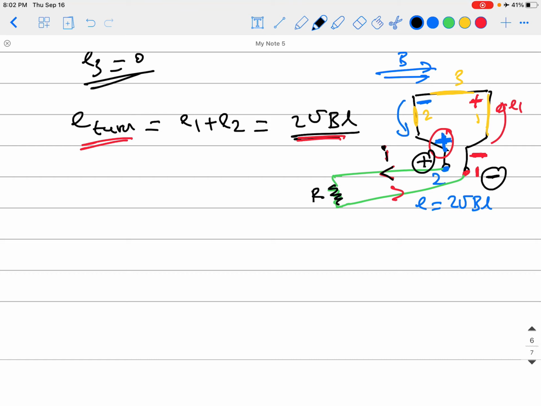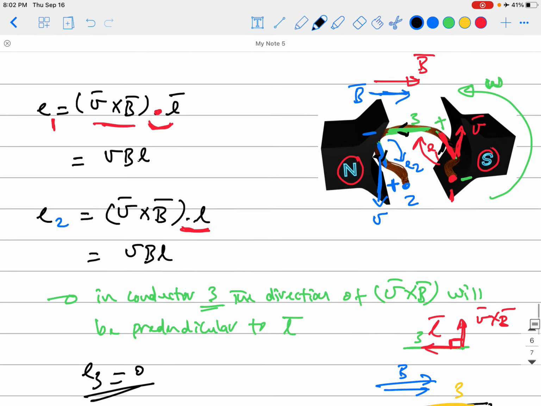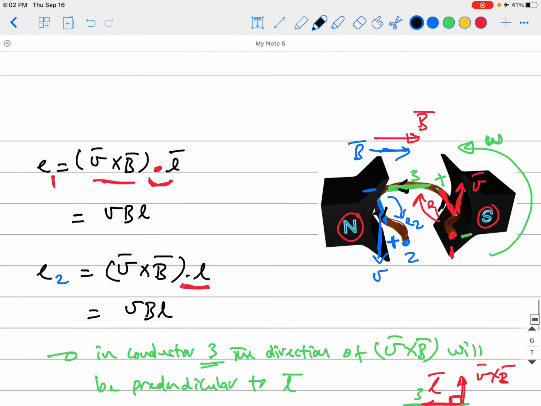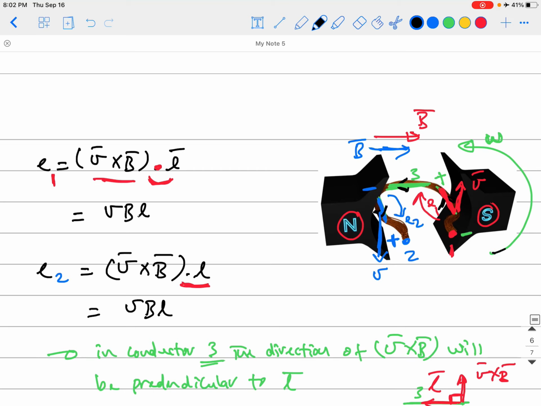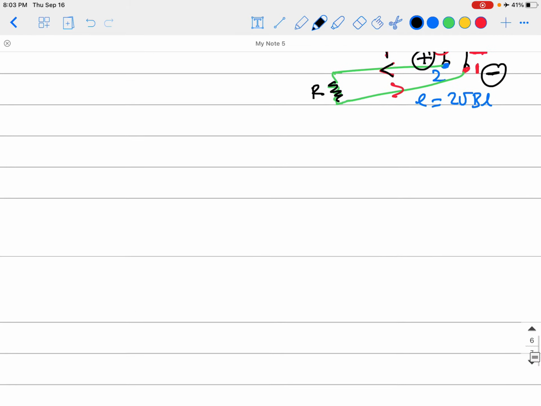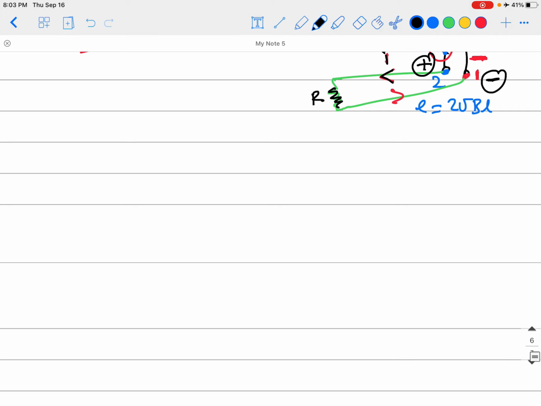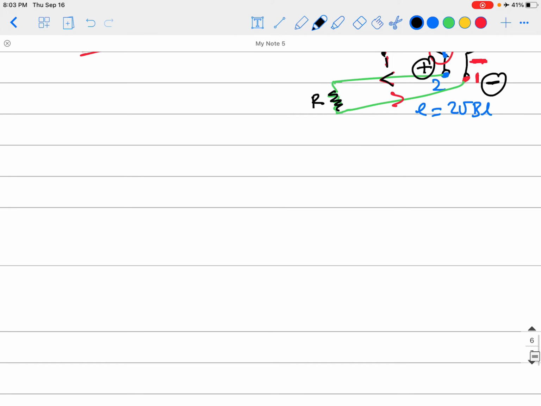Let's stress more on this and see what will happen. Okay, so we are rotating the coil like this. That is the direction of the angular speed omega, anti-clockwise. So in this position you will have 1 here and 2 here. Let us see what will happen. I'm going to draw it like that, it will be much easier to deal with.